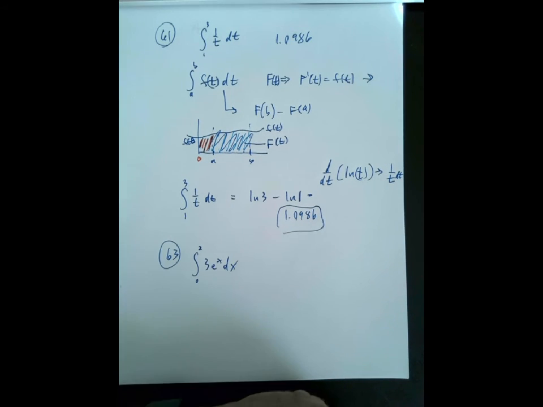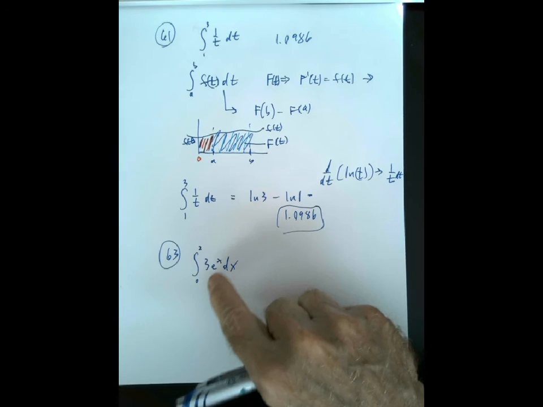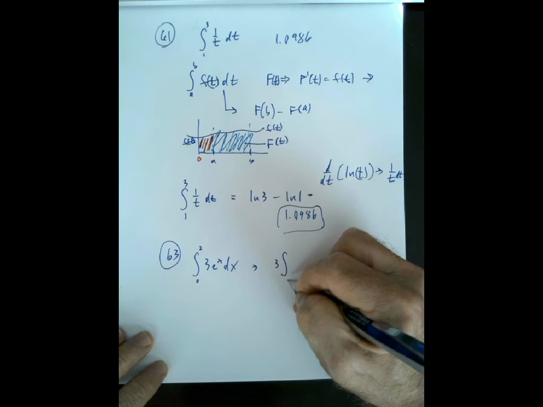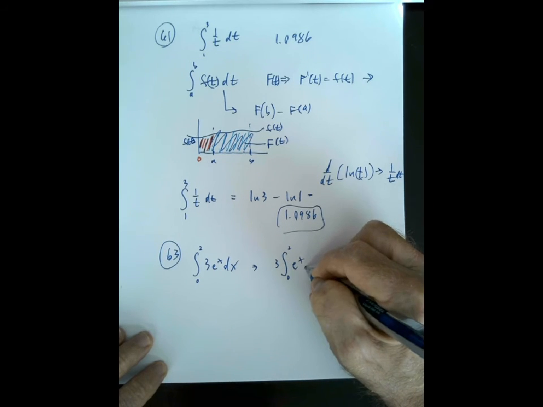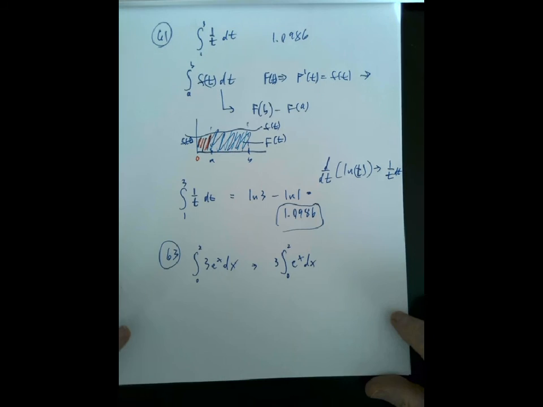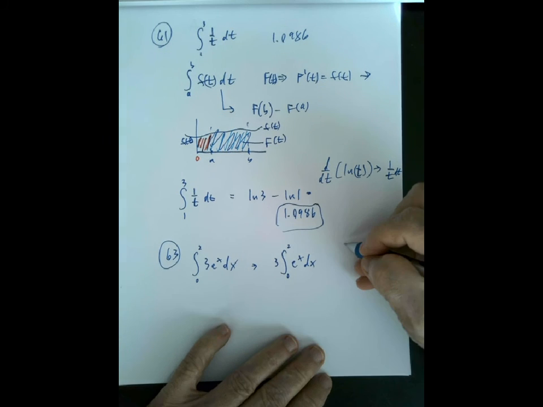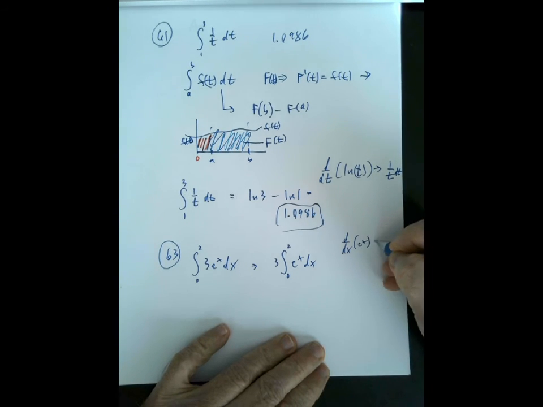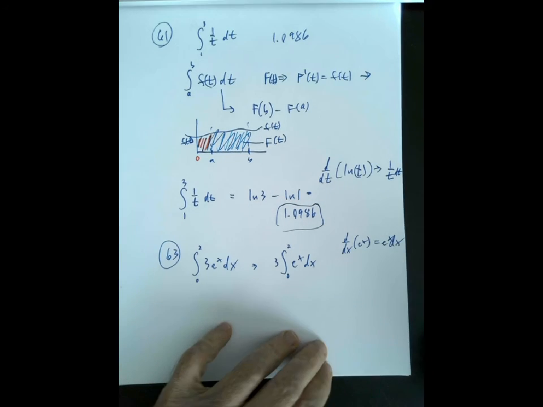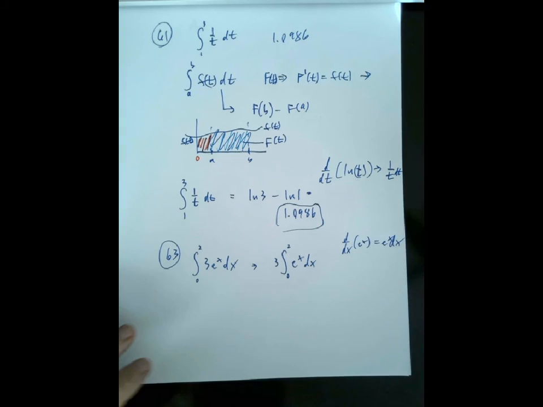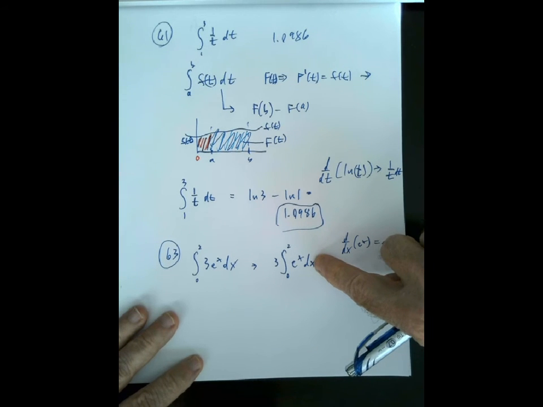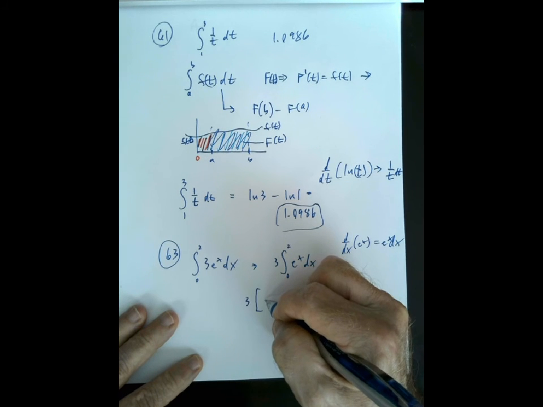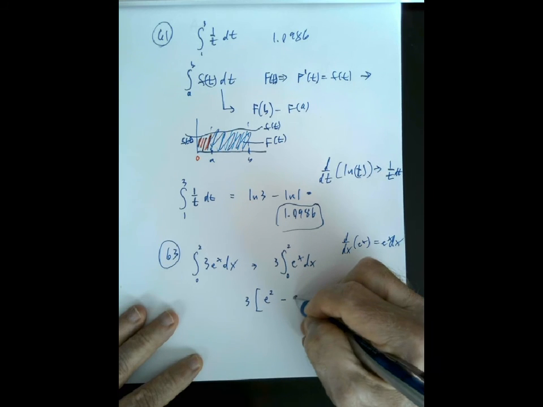Well, first, what we do is we take that constant and we move it outside. So that's going to be one of our integral properties. So that's going to be 3 times the integral of e to the x dx. And we remember that the derivative of e to the x was equal to e to the x. So that antiderivative is equal to just e to the x. So it's going to be 3 times e to the 2 minus e to the 0.